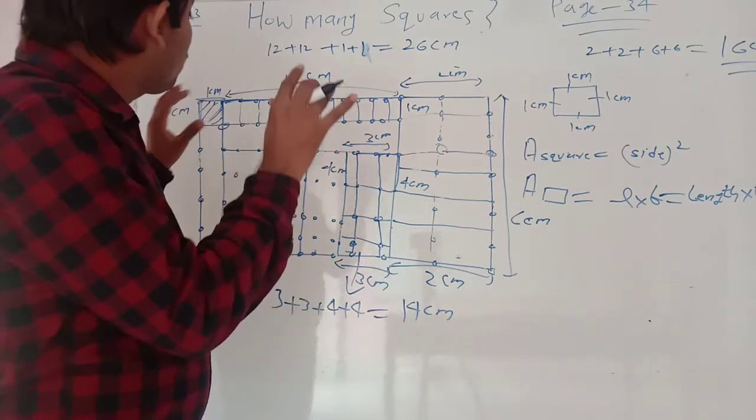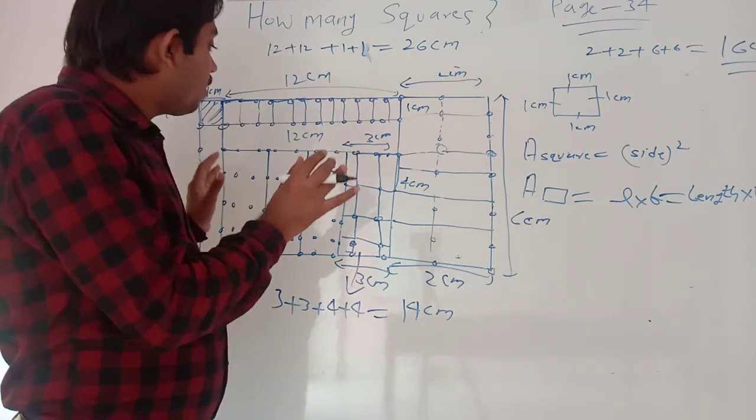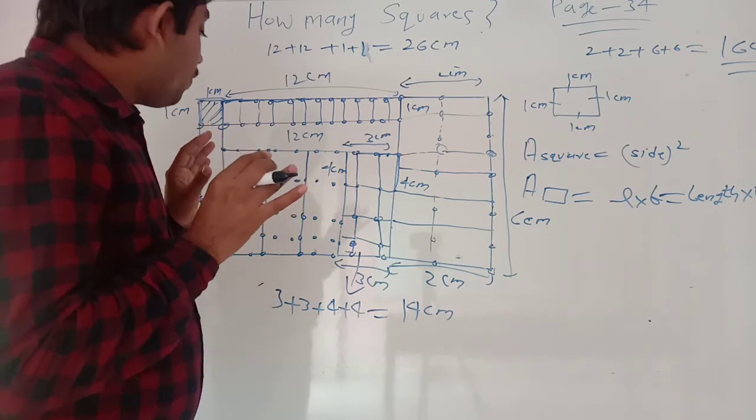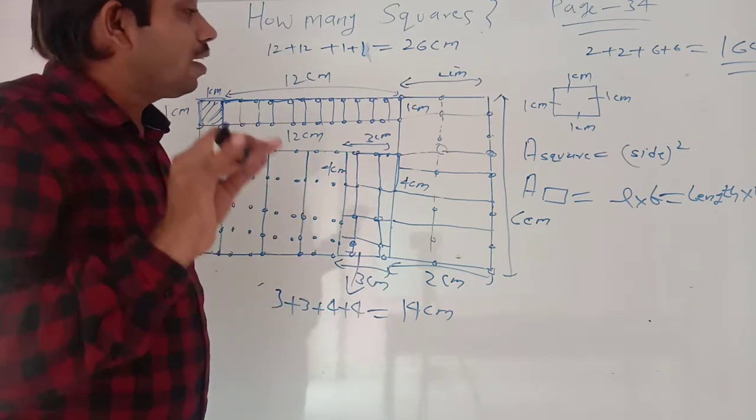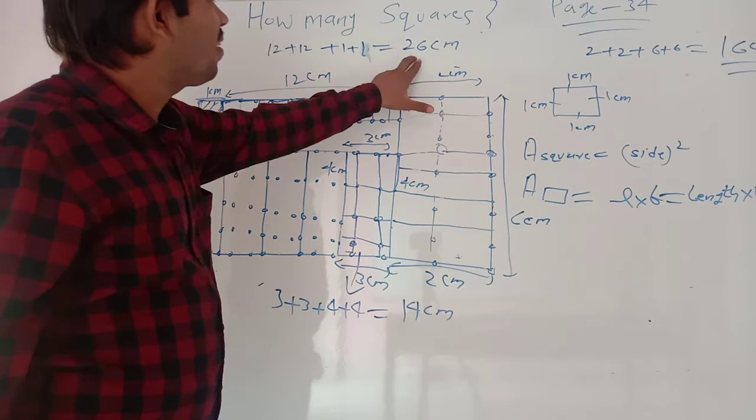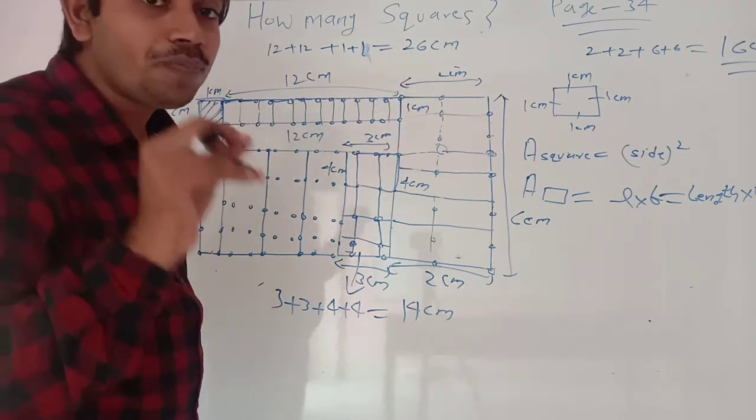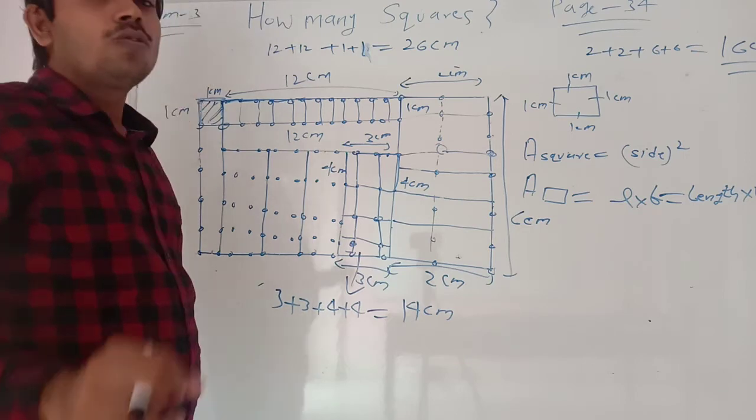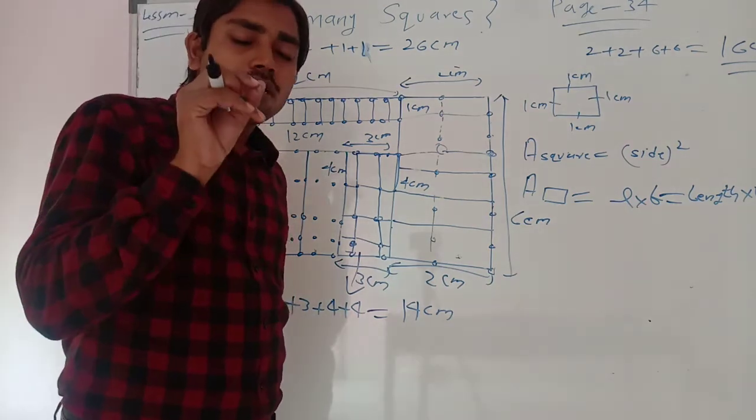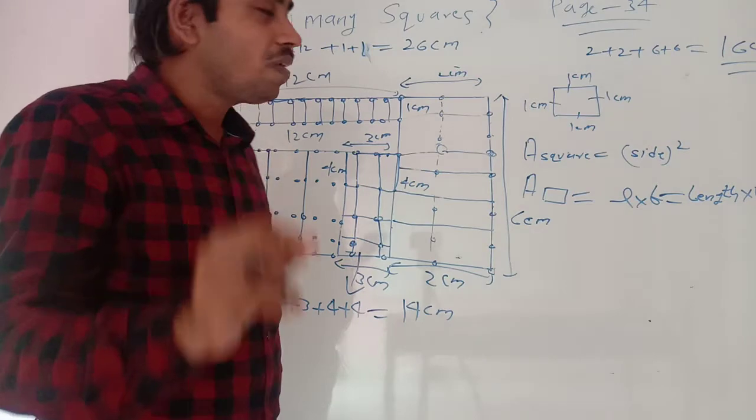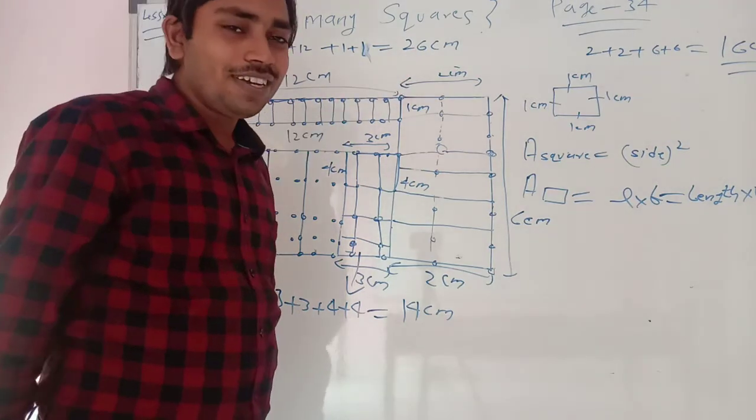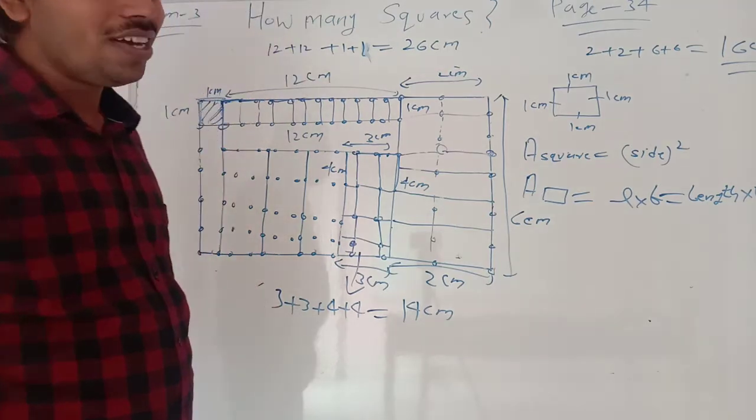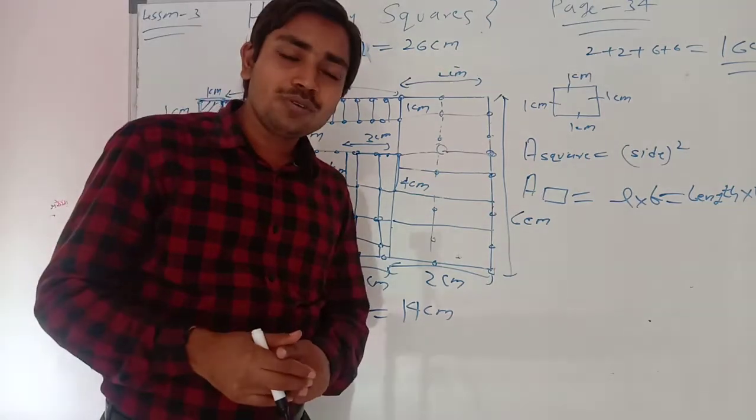Now from this conclusion, from this inference, what did we get? We got the inference that the greatest perimeter is 26 centimeter and the least perimeter is 14 centimeter. So my dear students, in your question you can write the answer. What is the largest perimeter? 26 centimeter. What is the least perimeter? 14 centimeter, my dear students. I hope everybody understood.